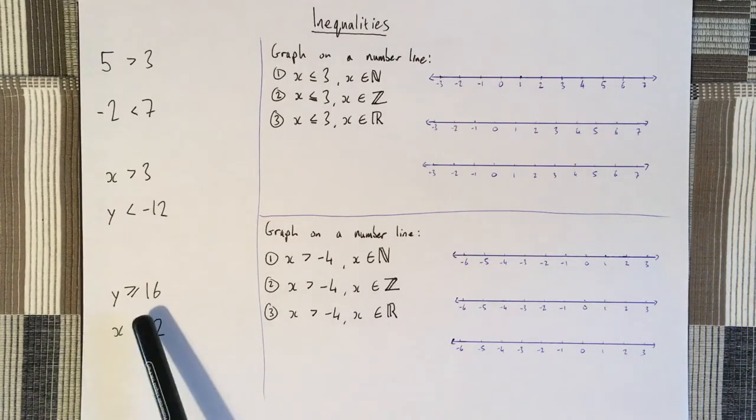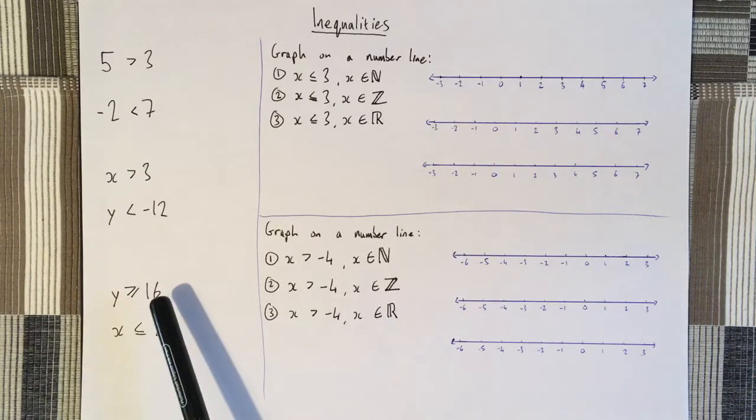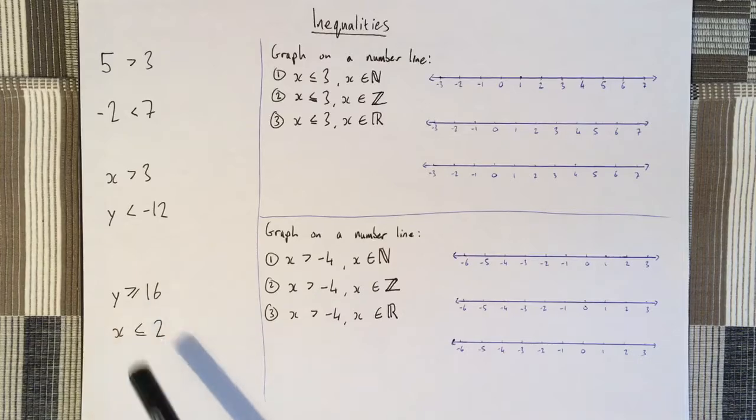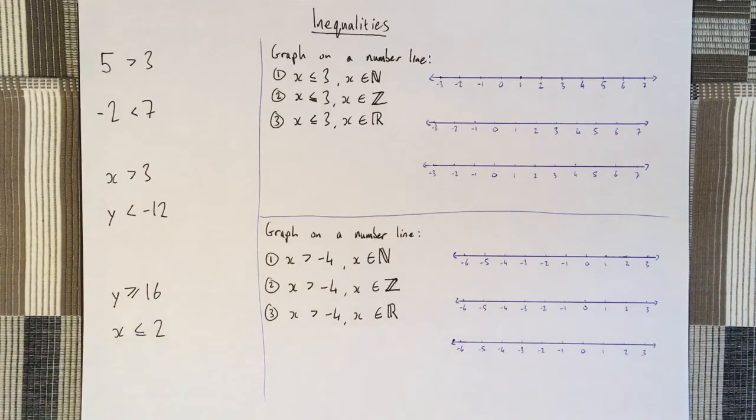Here then, a slightly different symbol: y is greater than or equal to 16. The double line on the bottom means or equal to. If you got this as the solution, your solution could be 16, 17, 18, 19, 20, all the way up to infinity. It can be 16 in this case because it's greater than or equal to 16. It's not 15, 14, 13, 12, all the way down.